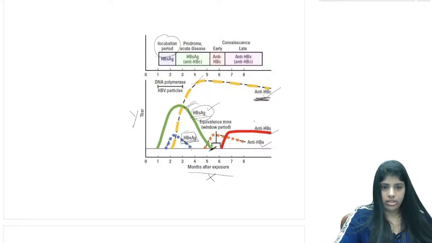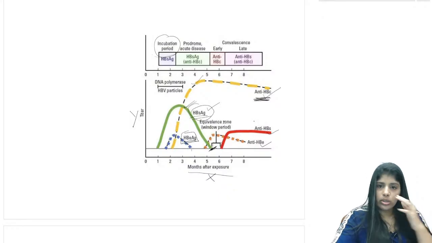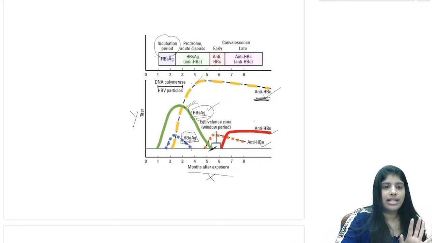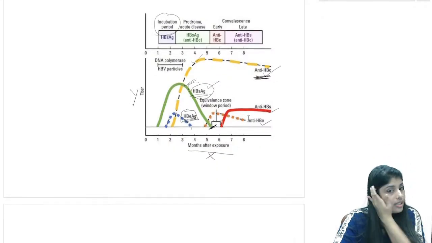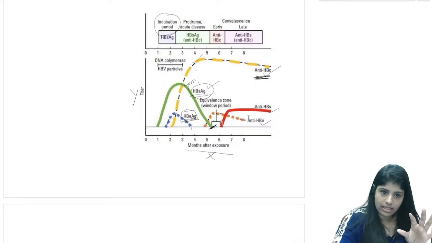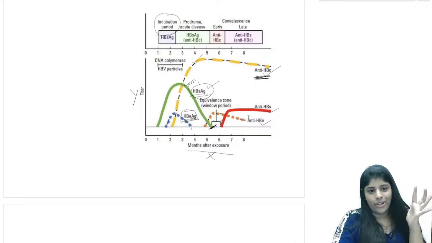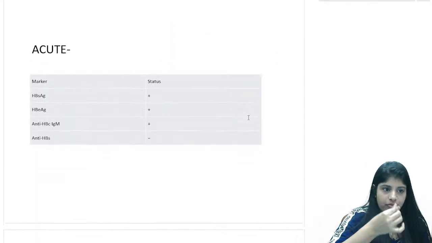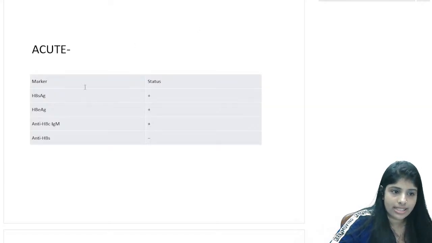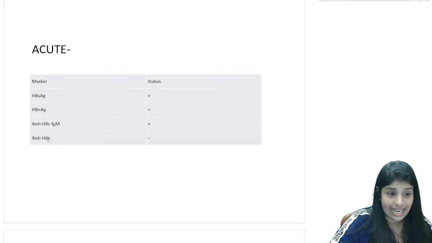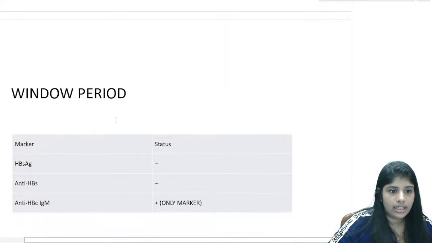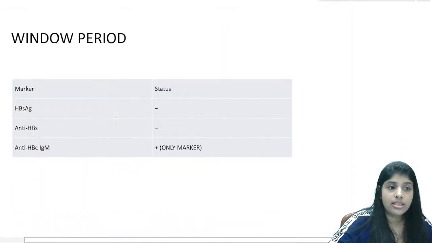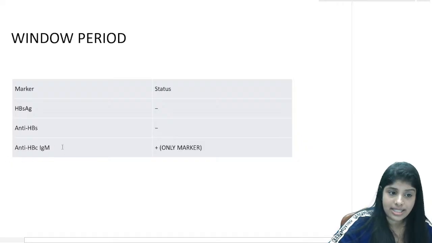So I hope you understood the concept of the markers, and if you know this graph, then I'm sure you can answer all the questions that come under this. So just please understand this graph. You don't have to learn it by heart, just understand it. Click that image and store it in your brain. Fine. So I have made a few tables for you. In the acute phase, we have already seen all these are present except anti-HBs, because anti-HBs comes last. And next, in the window period, please remember this, we have only one marker, that is anti-HBc IgM.